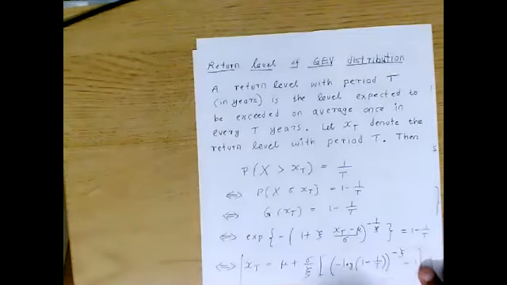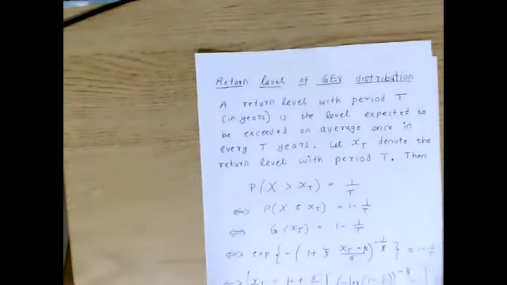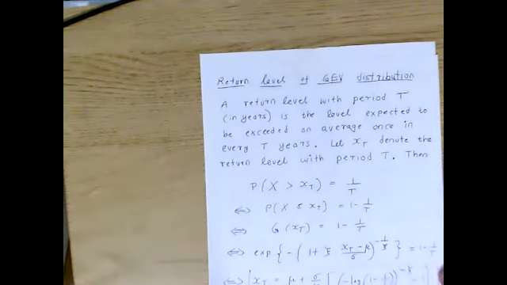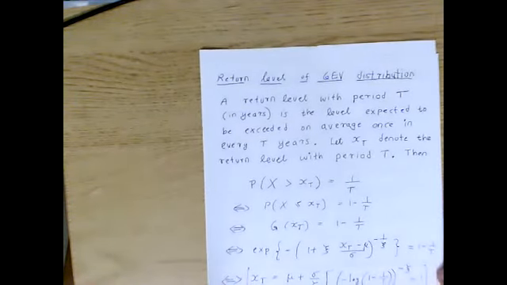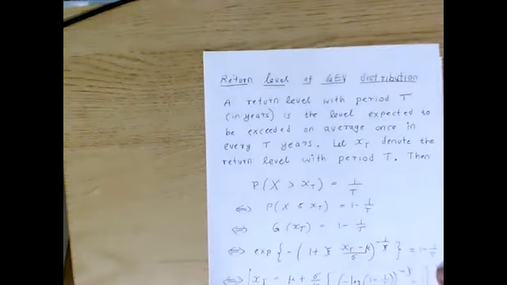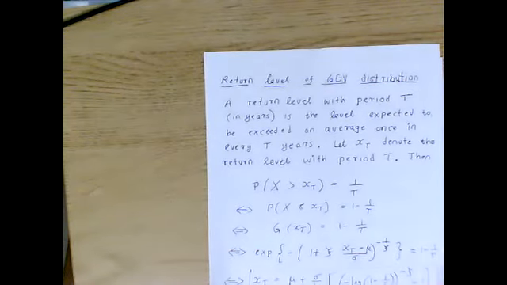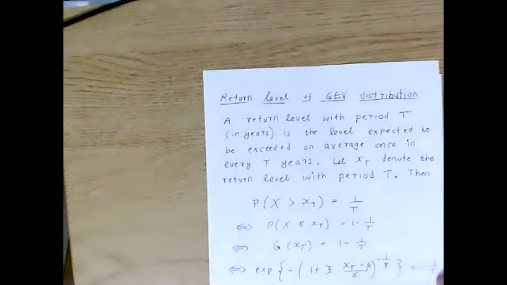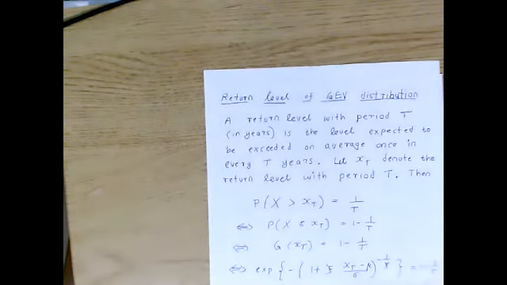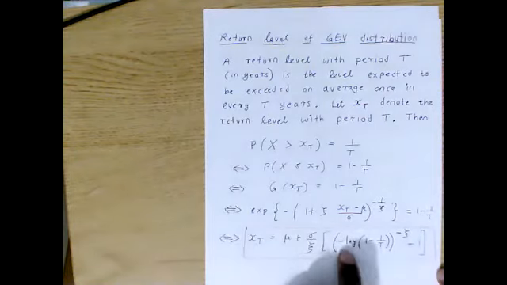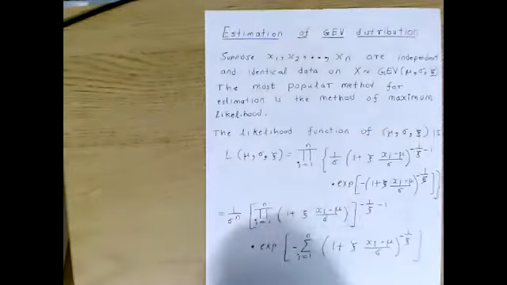And then this is the return level. The return level is a special case of a quantile function, right? So basically, in the case of definition 1, it is the level that is expected to be exceeded once on average every T years, right? And so using the quantile function definition, this is the formula for the return level, right?